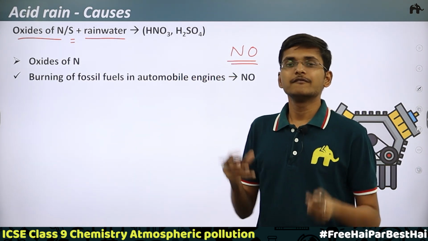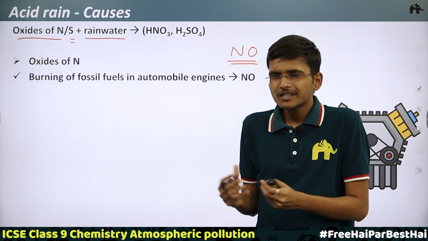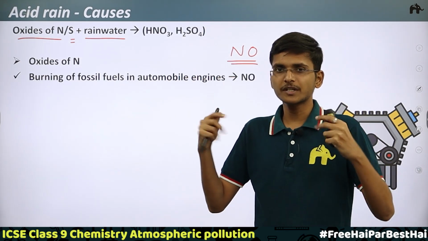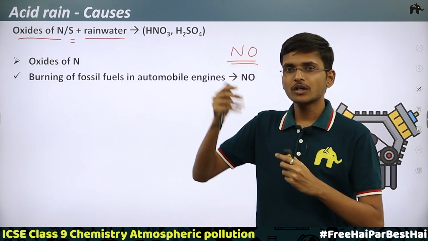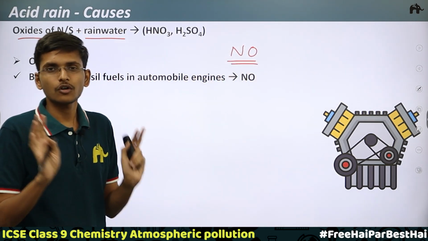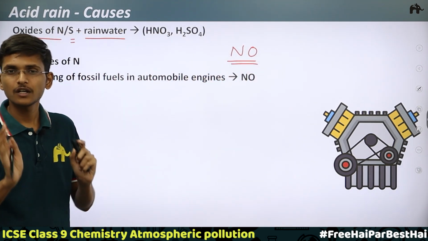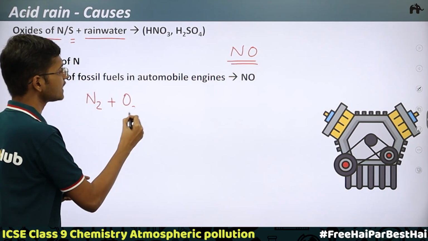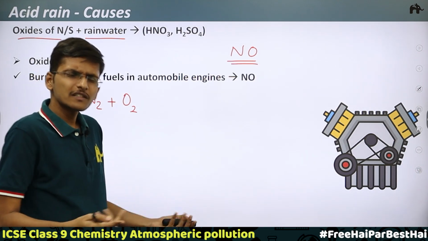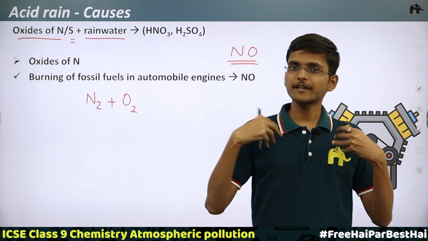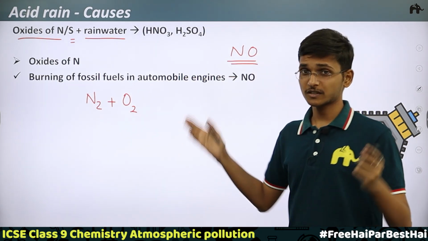And when this petrol is burnt, a sufficiently high temperature is reached, at which the nitrogen in the atmosphere and the oxygen in the atmosphere combine with each other. Now the temperatures are favorable for them to combine, because temperatures are too high.